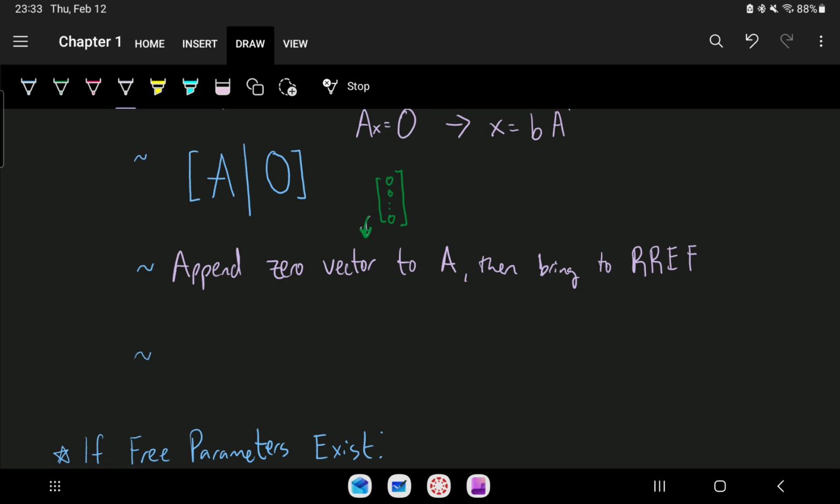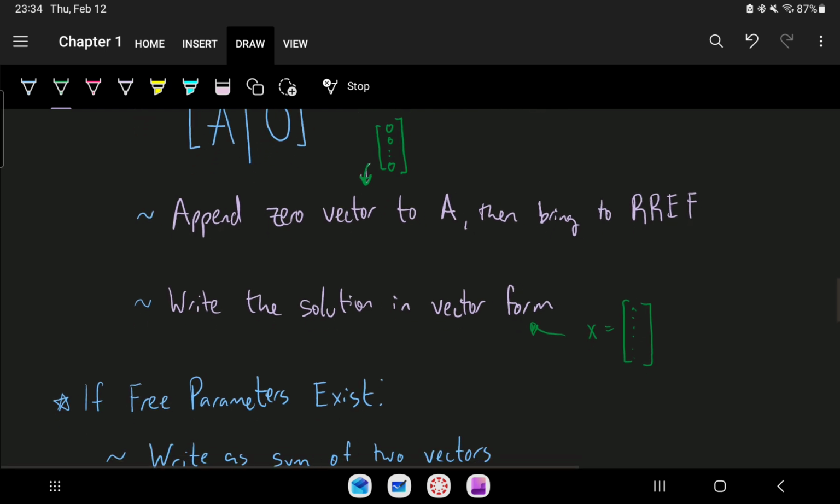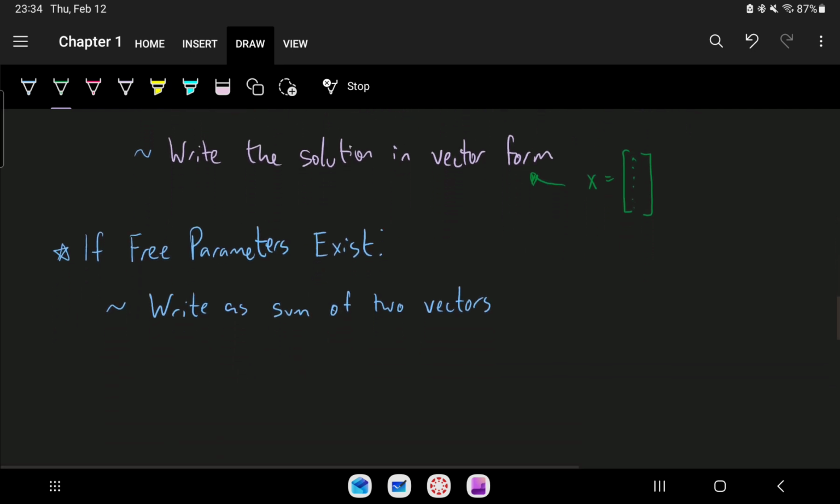Okay, so from here, once we do that, we can write the solution in vector form. And that, in general, is just going to look like x equals a number, right? It's just a vector. So this is going to be pretty clear when there is only one solution. But if there's infinite solutions, the way that we write the vectors is a little bit different.